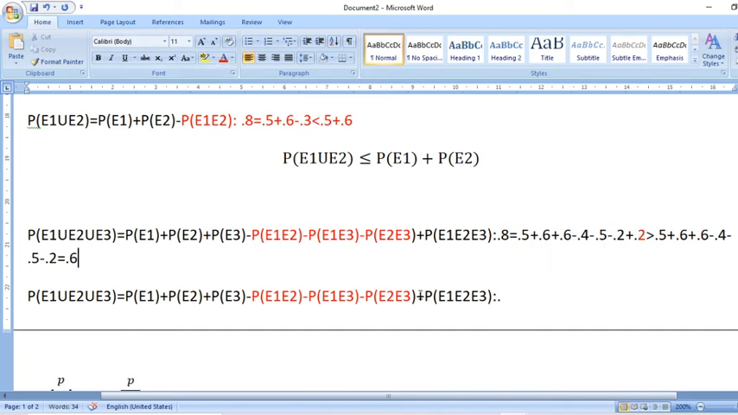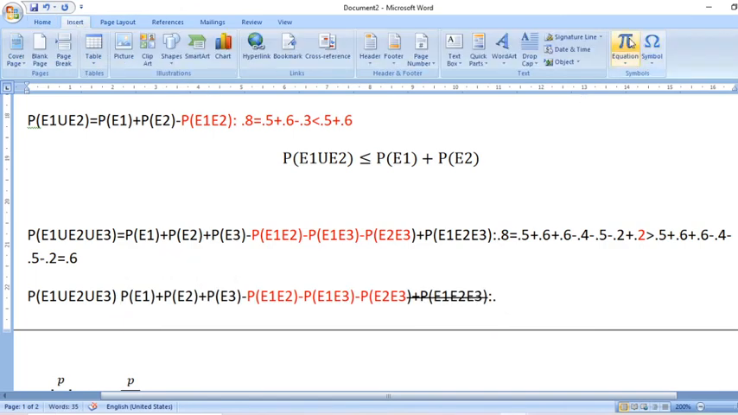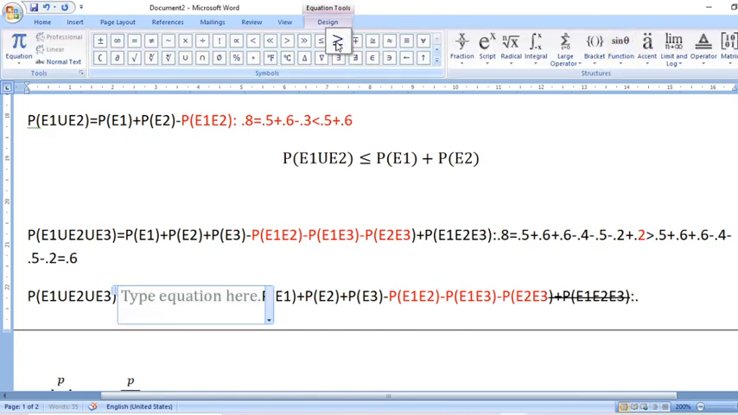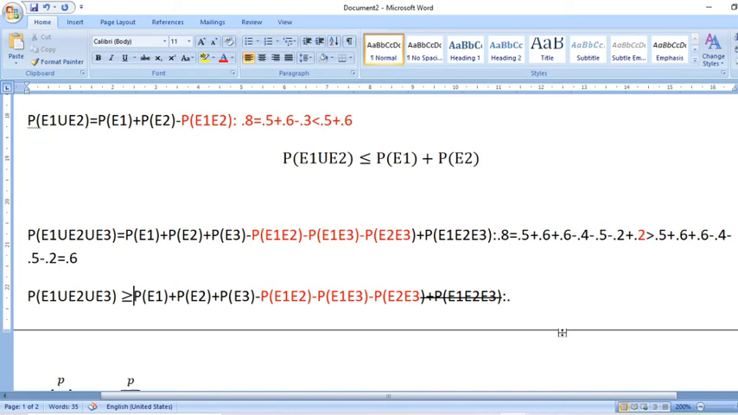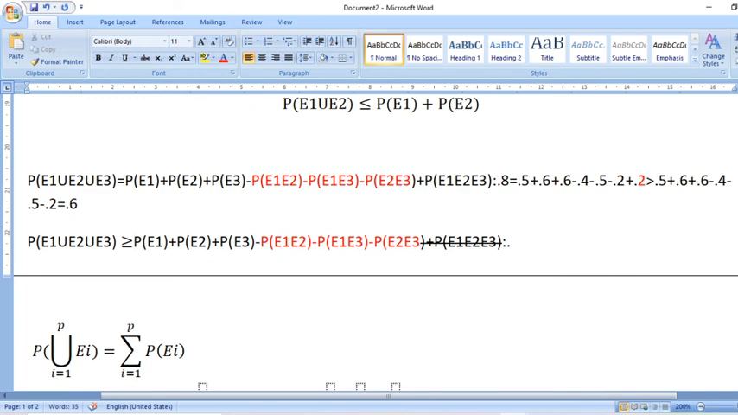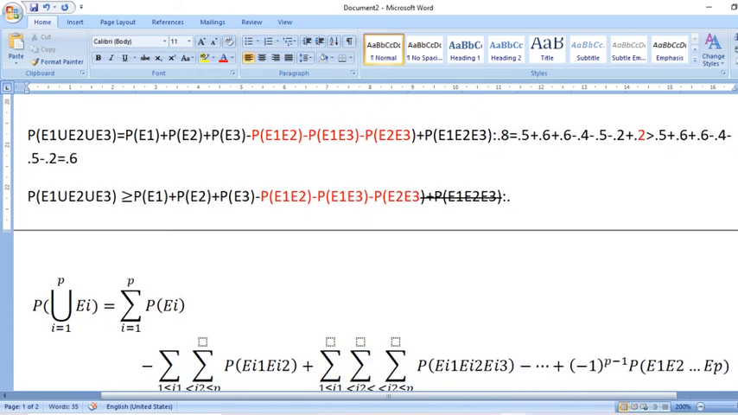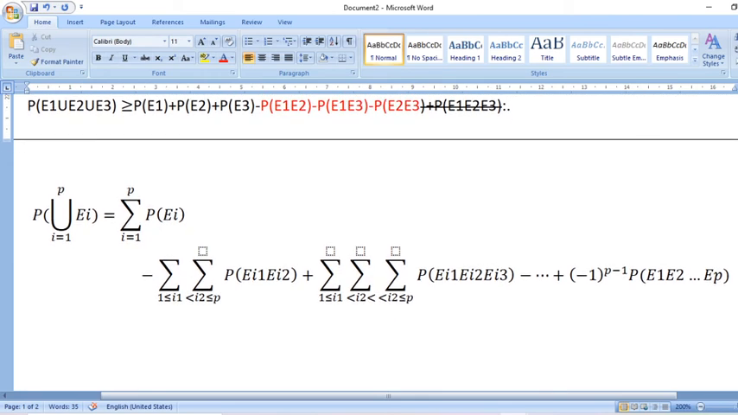If you remove this term, what will be the inequality? It will be greater than or equal to. Okay, so alternatively we can see that first one is less than or equal to, then greater than or equal to, then next will be less than or equal to. This process can be continued.